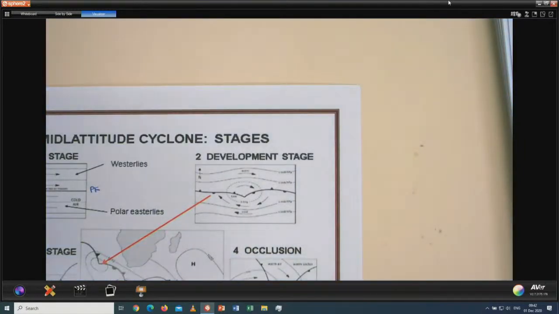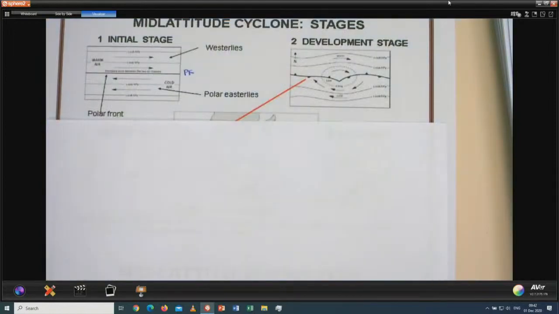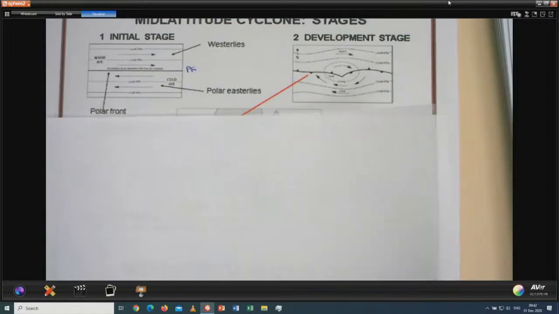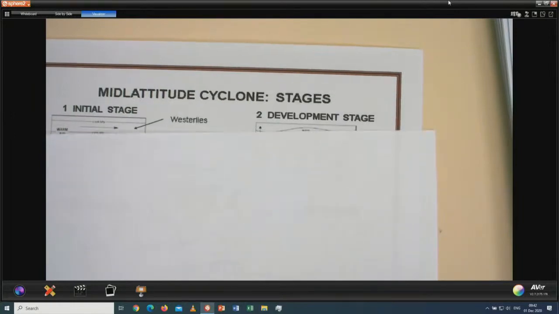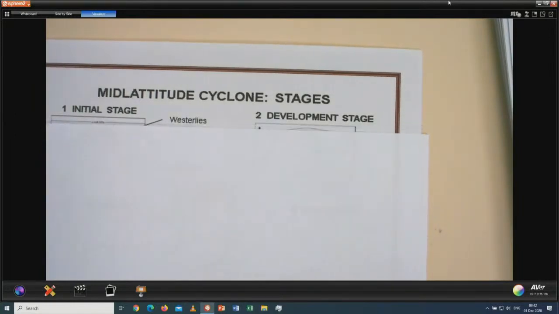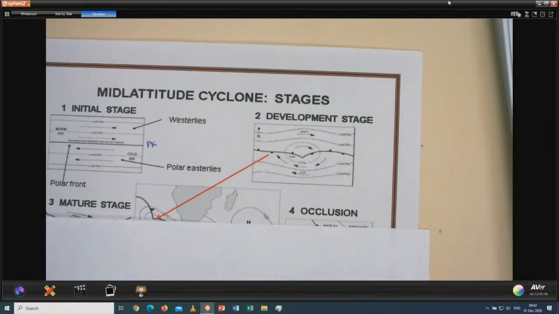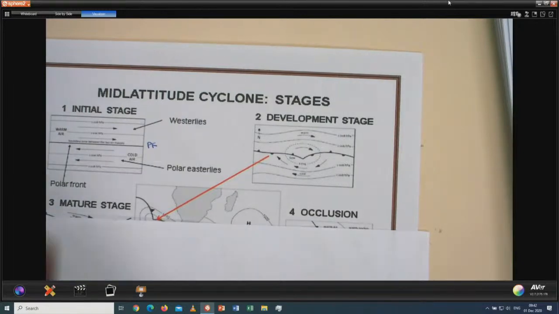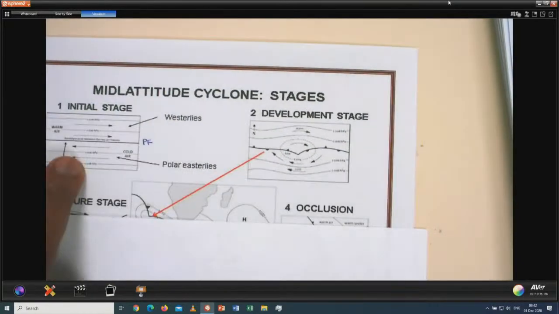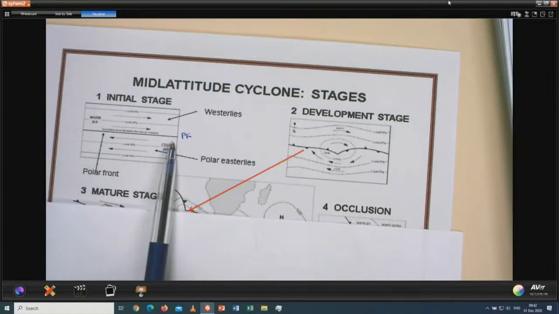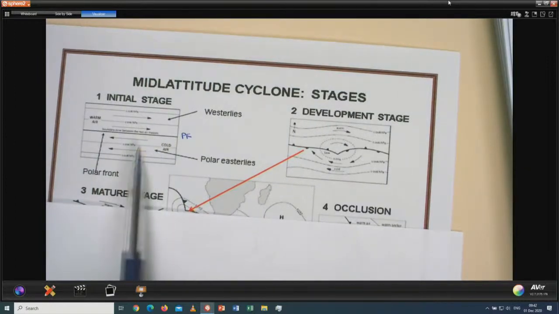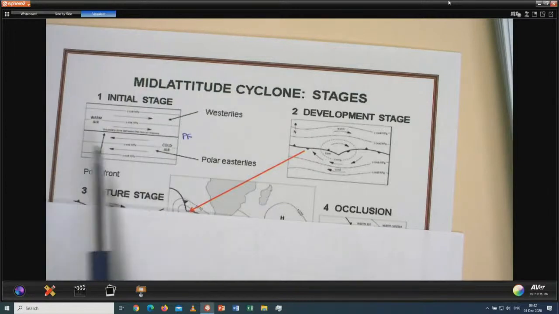We're going to look at the stages in the development of a mid-latitude cyclone. A mid-latitude cyclone undergoes four stages of development. The first one is the initial stage, as you can see here. The second one is the wave stage or development stage. The third one is the mature stage, and the last one is the occluded or occlusion stage. In the initial stage, like I said earlier, we have a situation where two air masses are separated by the polar front, moving in opposite direction to one another.